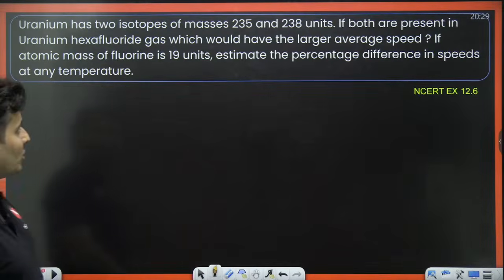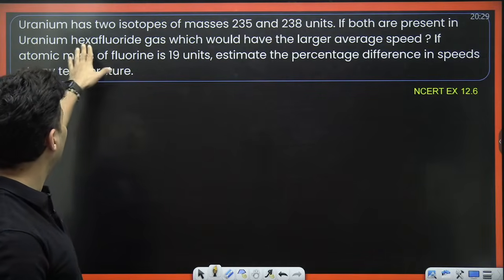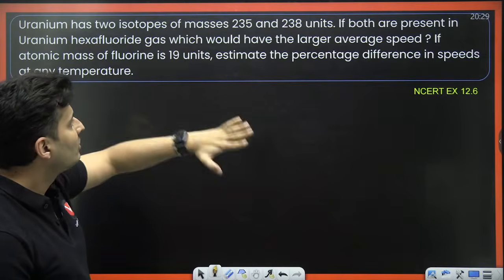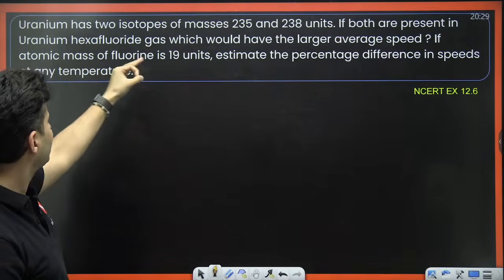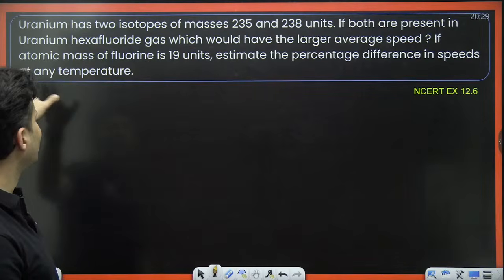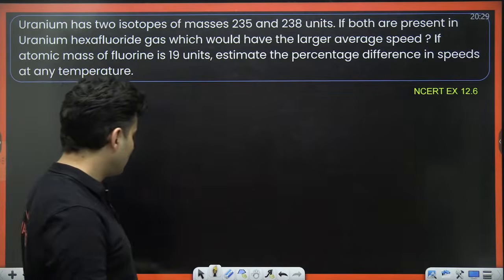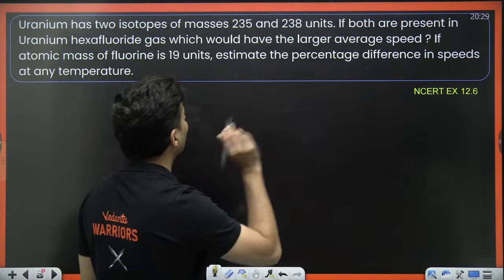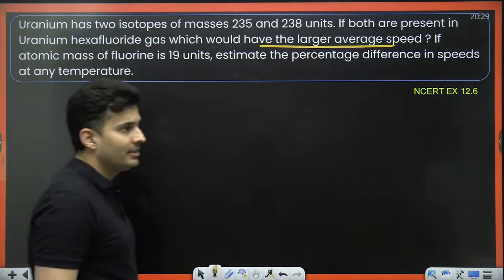Uranium has 2 isotopes, this and this. Both are present in uranium hexafluoride. Which would have larger average speed? Which mass is given? This mass is given. Estimate the percentage difference in the speeds at any given temperature. So my dear warriors, the first part of the question, if you analyze, it says which has larger average speed.